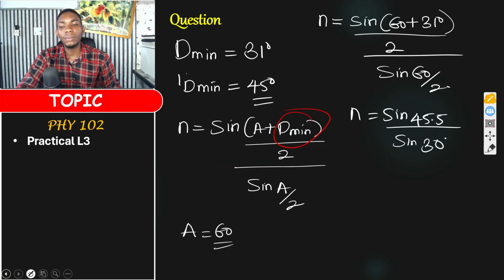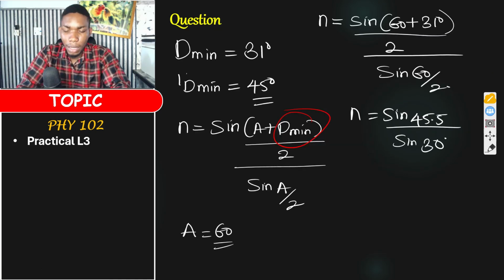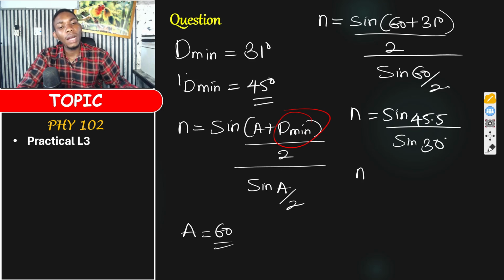Alright. So that at the end of the day, this whole thing will now give us sine 45.5 divided by sine 30, and this will give us 1.42. So our n is 1.42.